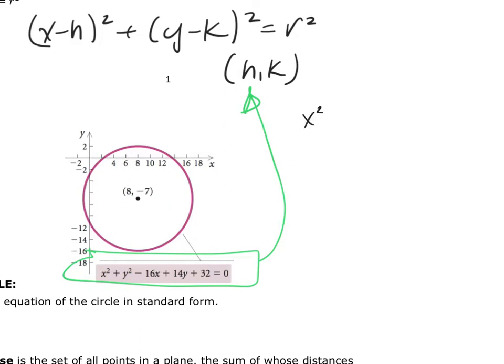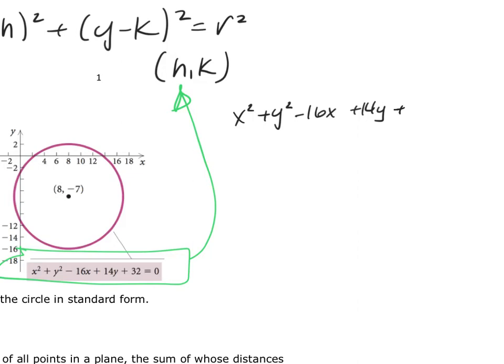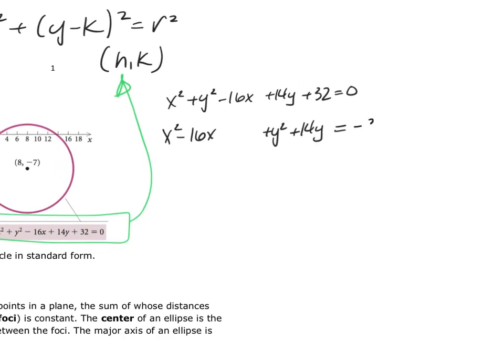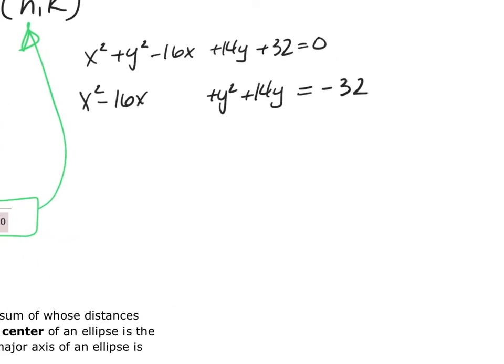So I start out with x squared plus y squared minus 16x plus 14y plus 32 is equal to 0. First thing I do is I reorder it so my x's are together, my y's are together, and anything that doesn't have an x or y gets kicked to the other side of the equal sign. So I rewrite this as x squared minus 16x plus y squared plus 14y is equal to negative 32. Now you will notice that I left some blank spaces there. So what I have to do is complete the square.